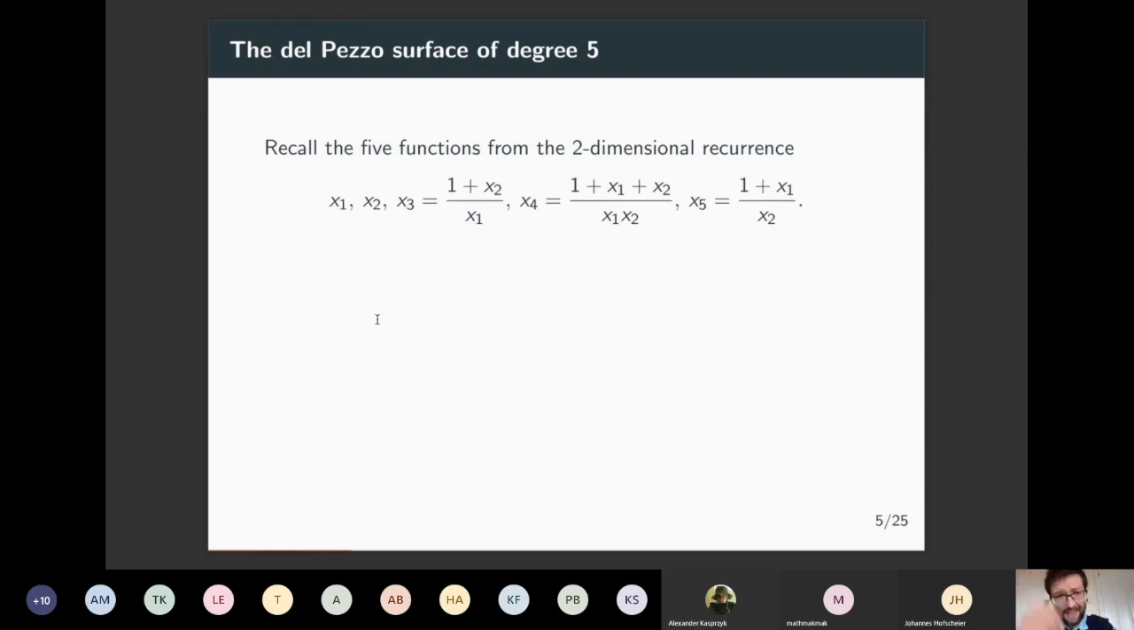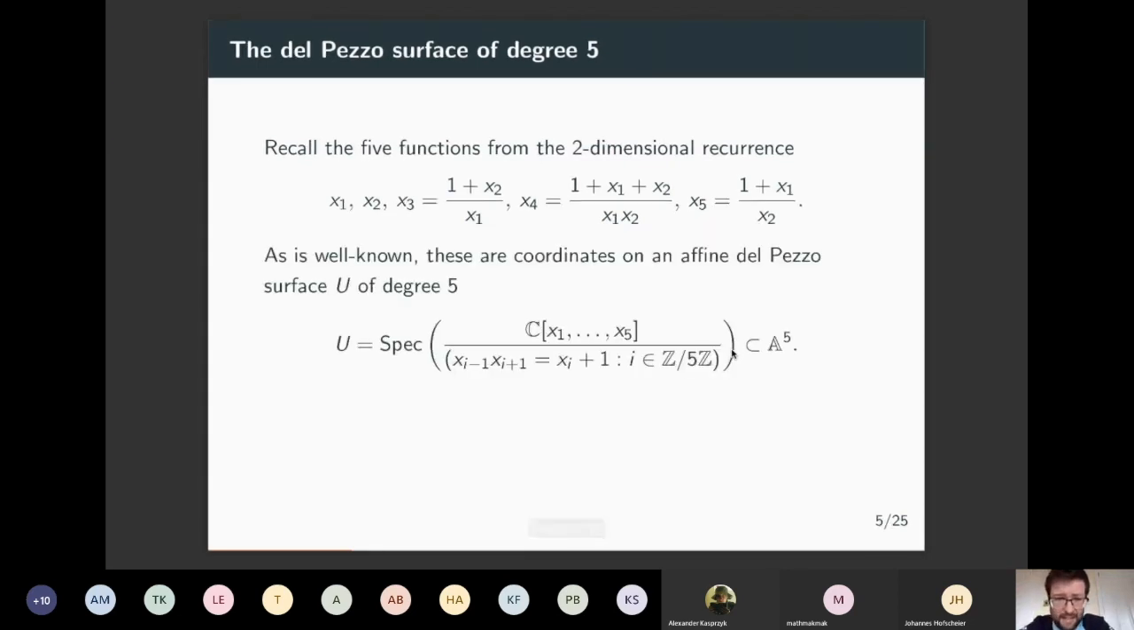So if you recall from the previous slide, in dimension 2, this Lyness recurrence is 5-periodic, and it generates these 5 rational functions. And so it's very well known that these five terms, we can think of them as coordinates on an affine del Pezzo surface. So basically I just take the surface which is defined by the vanishing of the ideal of equations that hold between these 5 terms.